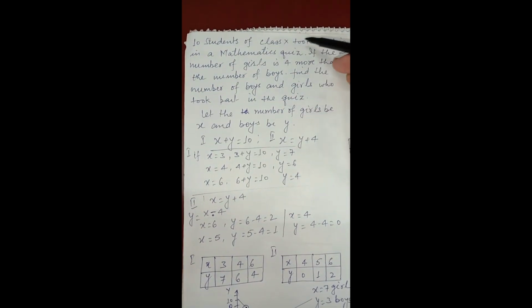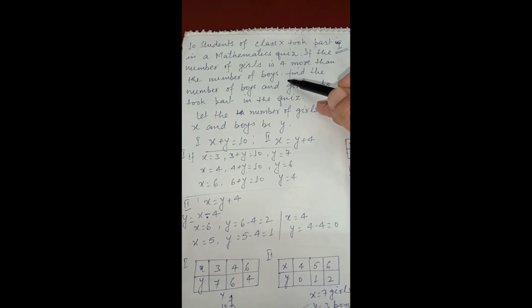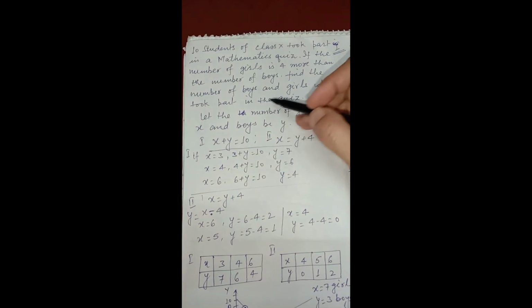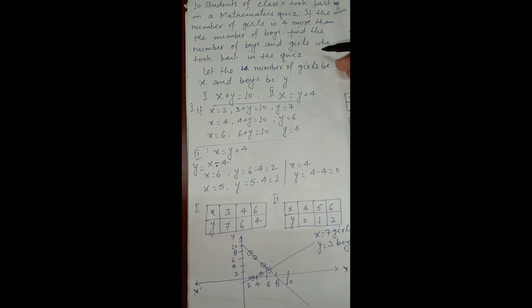10 students of class 10 took part in a mathematics quiz. If the number of girls is 4 more than the number of boys. So what is the condition here? The girls are 4 more than boys. Girls का number boys से 4 ज़्यादा है. Find the number of boys and girls who took part in the quiz.